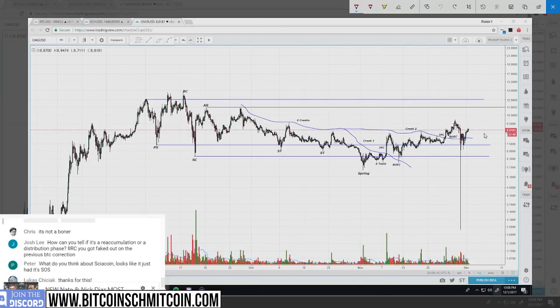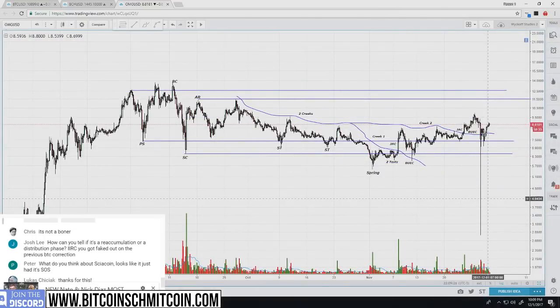So this is a really great question. Someone from the YouTubes is asking, how can you tell the difference between reaccumulation or distribution? Reaccumulation and distribution look very similar. They have very similar characteristics, very similar traits. But one of the biggest differentiators here is that reaccumulation has decreasing volume throughout the length of the trading range.